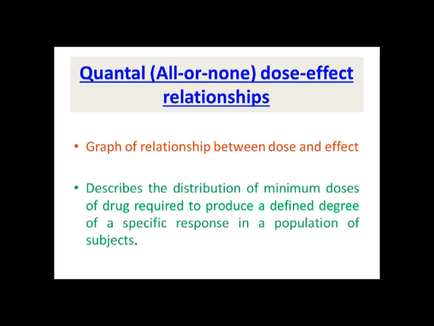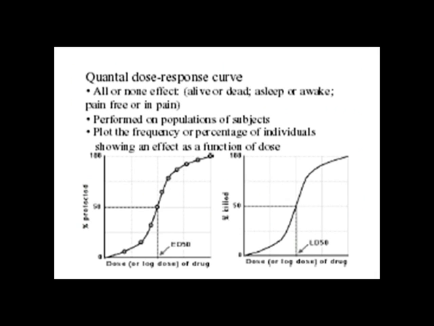Whereas a quantal dose response relationship describes a distribution of minimum doses of drug required to produce a defined degree of a specific response in a population. We already discussed it. So we are looking more into the population dynamics. If we are looking at the quantal or the all-or-none dose response curve, whether the patients respond to the treatment or not, here we are not concerned specifically with how much reduction in the blood pressure is achieved or not.